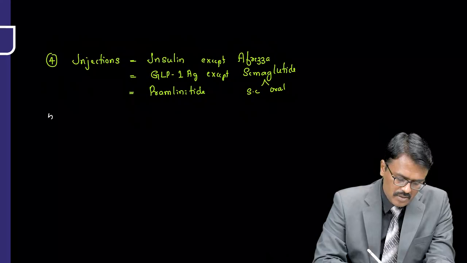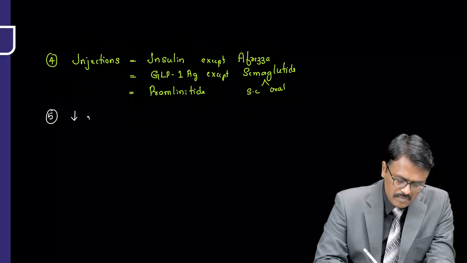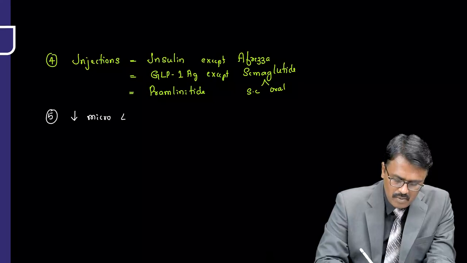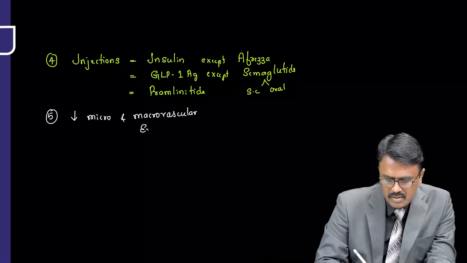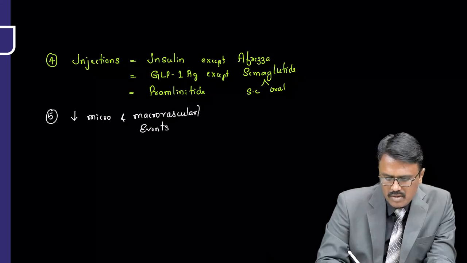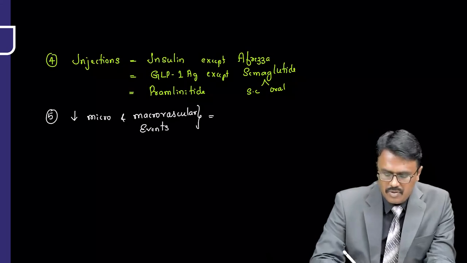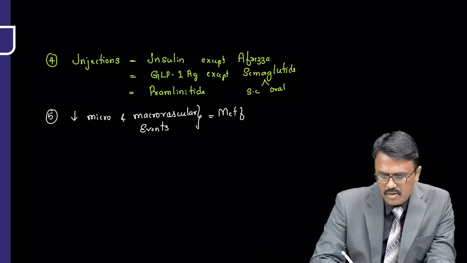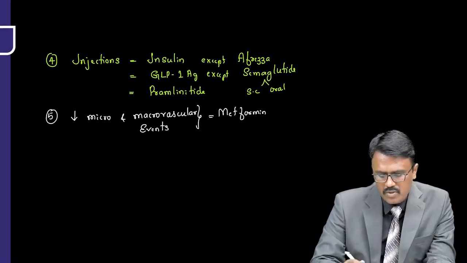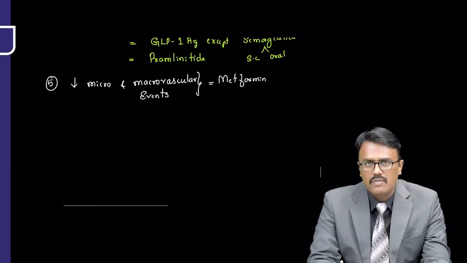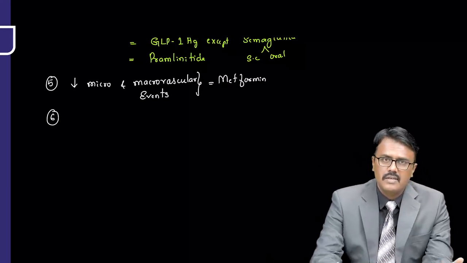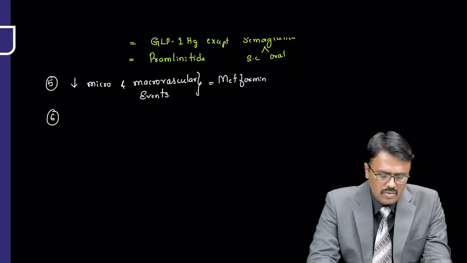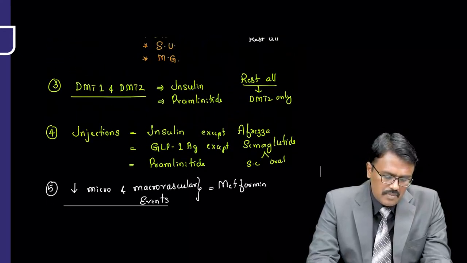Moving on to the fifth point, what drug has shown to decrease micro and macrovascular events? So what is the drug which has shown to decrease micro and macrovascular events? The beautiful drug of the century, metformin. It has shown to decrease micro and macrovascular events. Okay, so we have discussed weight, then glucose, and then injection, diabetes type 1 and type 2.